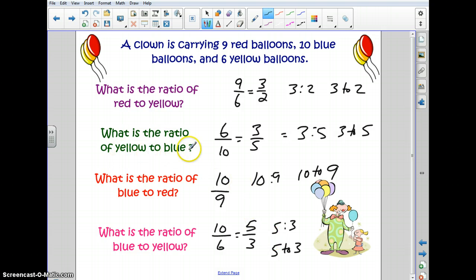Notice here I had yellow to blue and blue to yellow. I'm using the same colors, but my answers are different because I have to use what they ask in the problem to get my answer there.